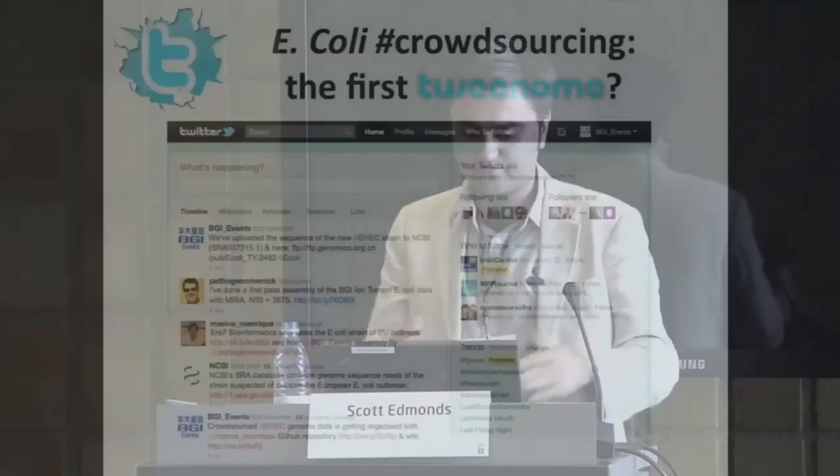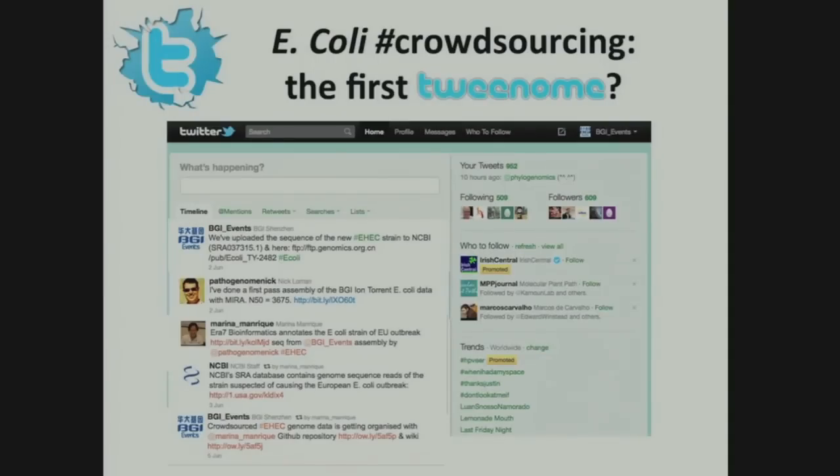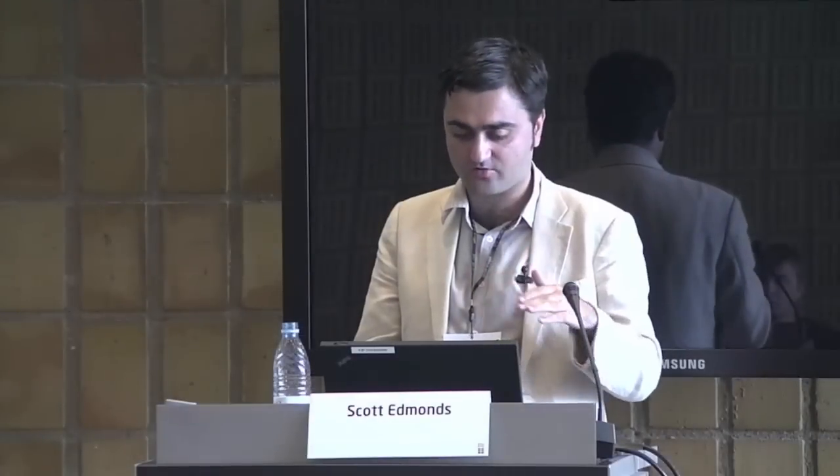It was really interesting putting it on Twitter, because immediately people started using this data, swapping it between themselves. Within 24 hours, people had been producing their own assemblies, their own annotations. Some of the bloggers have said that E. coli is potentially the first tweenome, from the way that this research was done. And a group of people were posting their results on their blogs, and eventually they ended up in a GitHub repository.